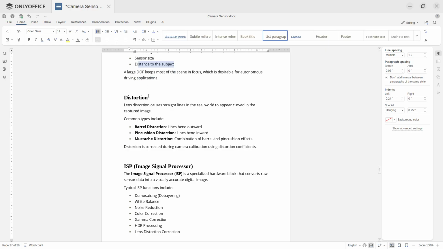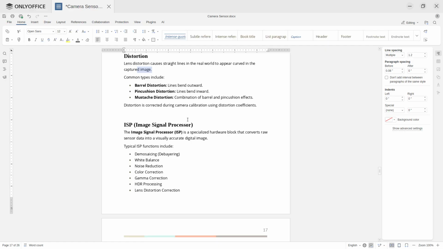Now, distortion. A lens distortion causes straight lines in the real world to appear curved in the captured image. So there are different types of distortions like barrel distortion, pincushion distortion, mustache distortion. One thing you have to understand is that sometimes distortions are part of the lenses, and the images which we get are called distorted images. So we can use signal processing to actually get rid of those distortions. So that is also very important.